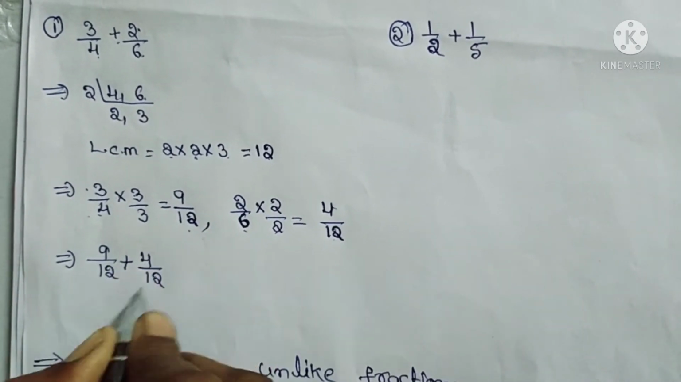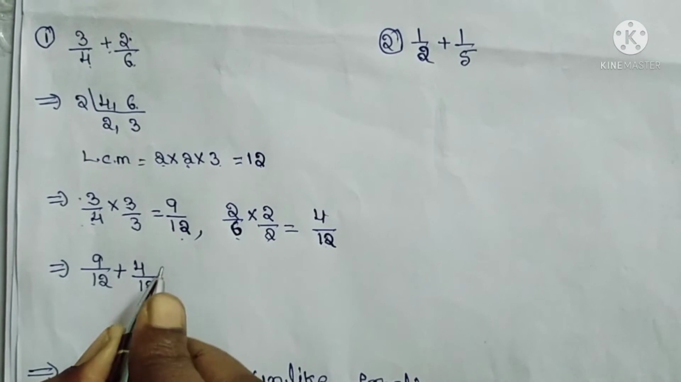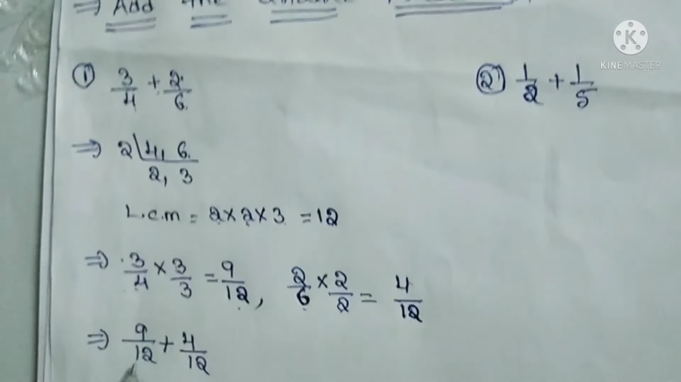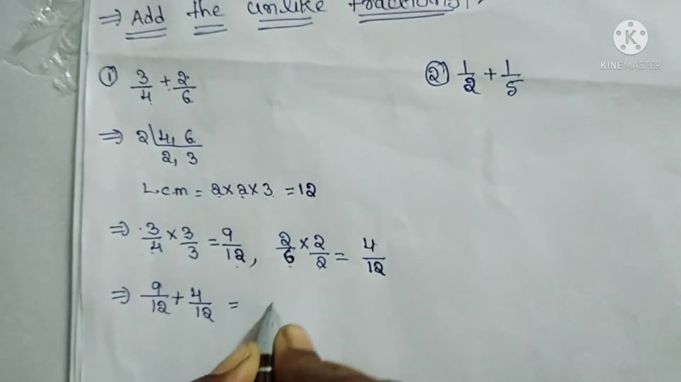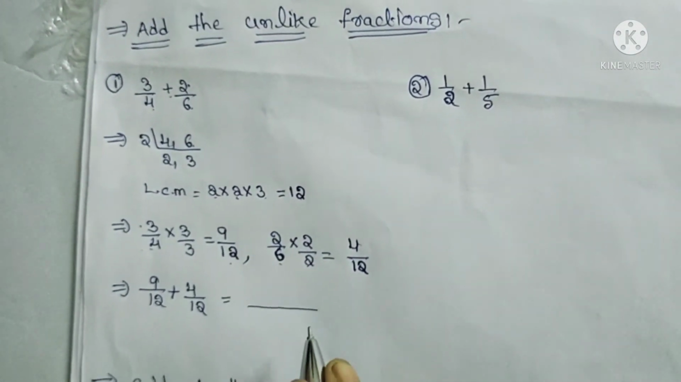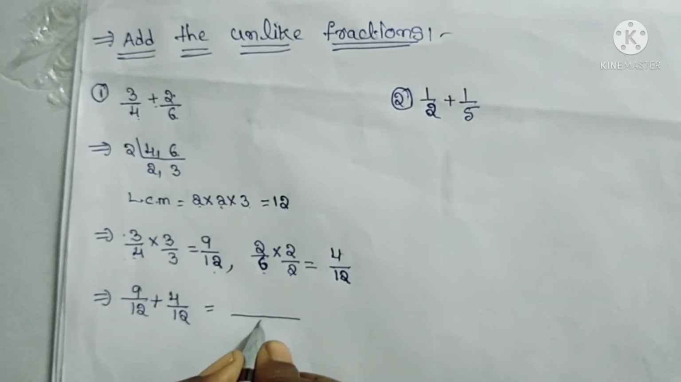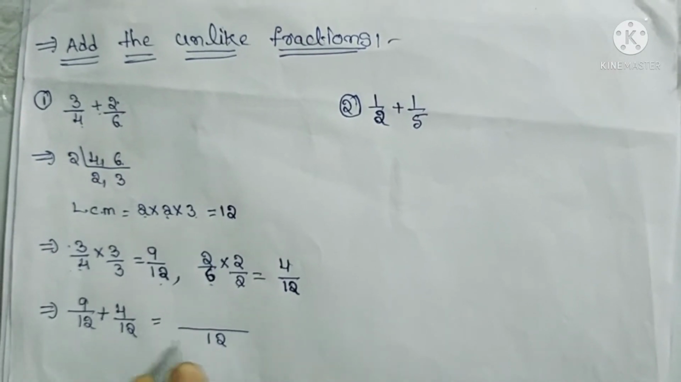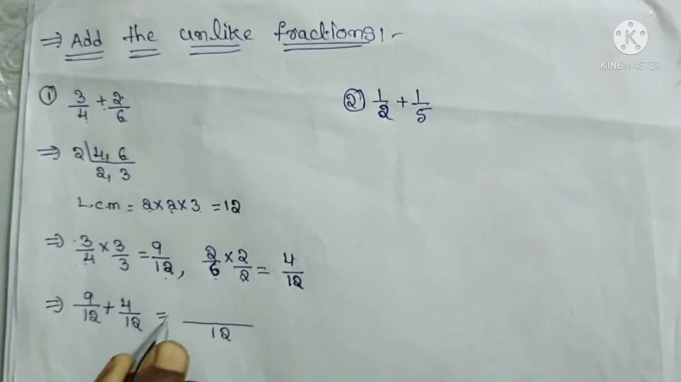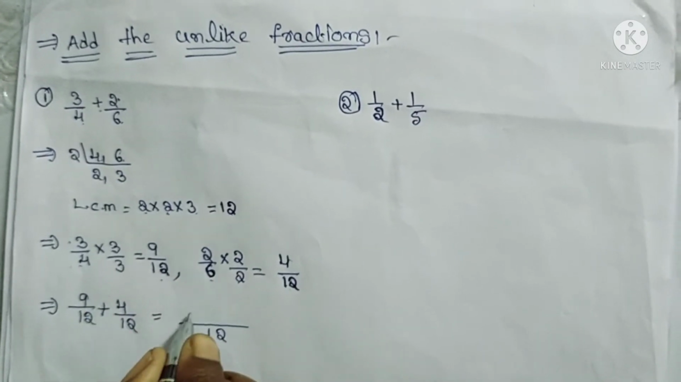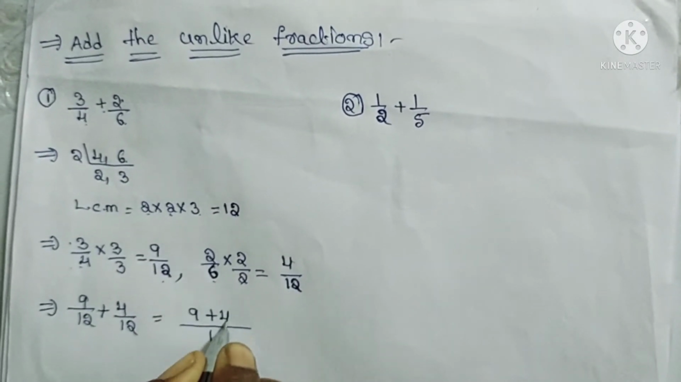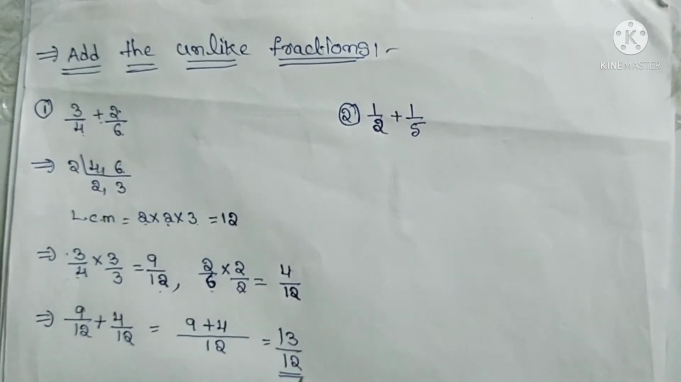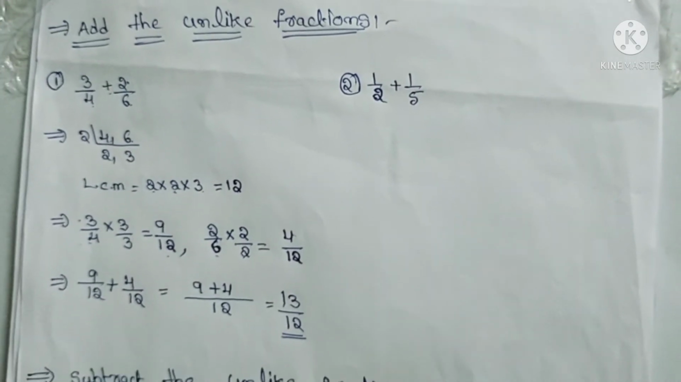The unlike fractions will be changed into like fractions. It is an unlike fraction. It can be changed into like fractions, so we can add the like fractions. Denominators are the same, so they are like fractions. We can add only the numerators. So, 9 plus 4 is 13 by 12.